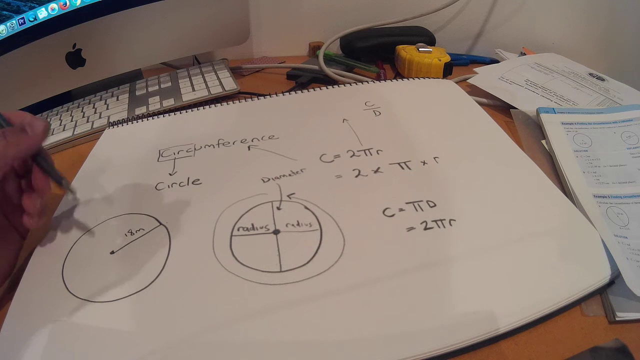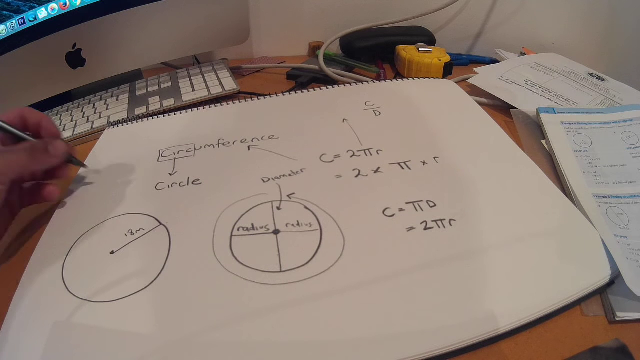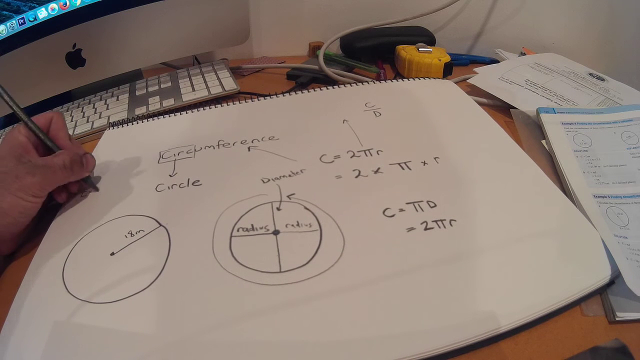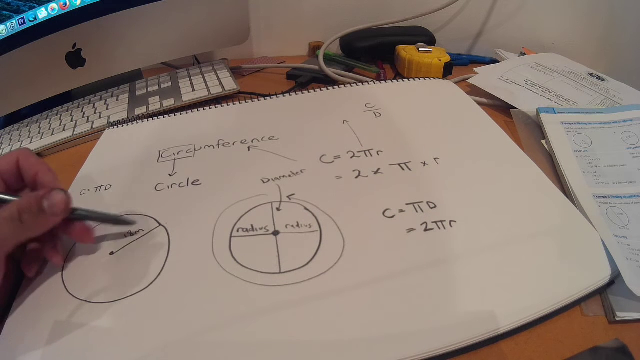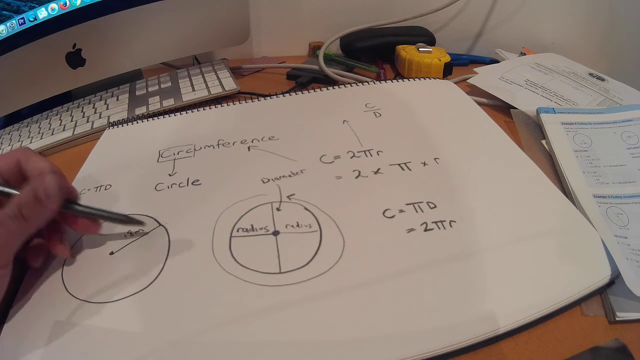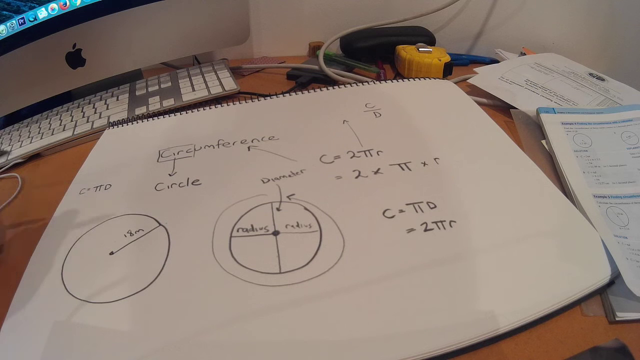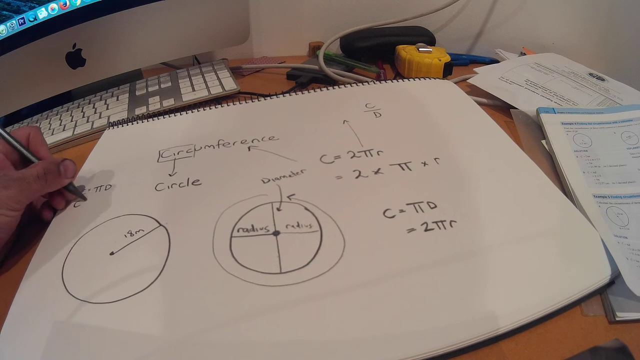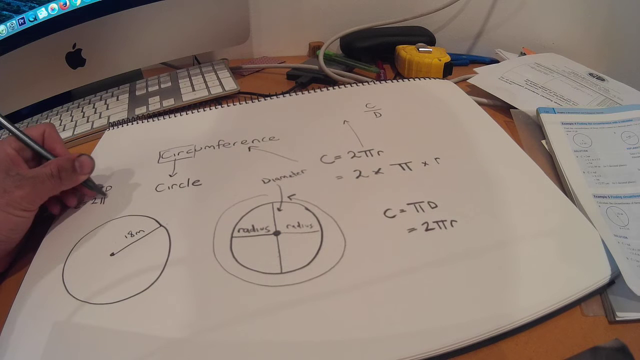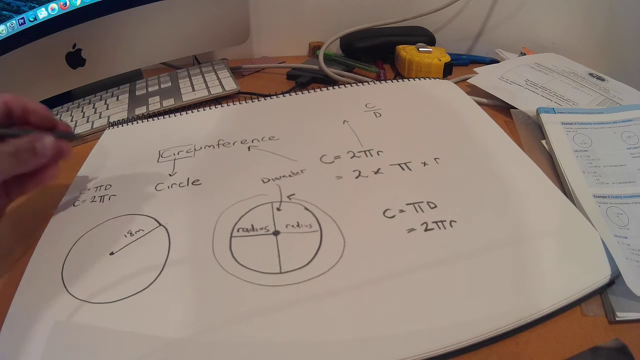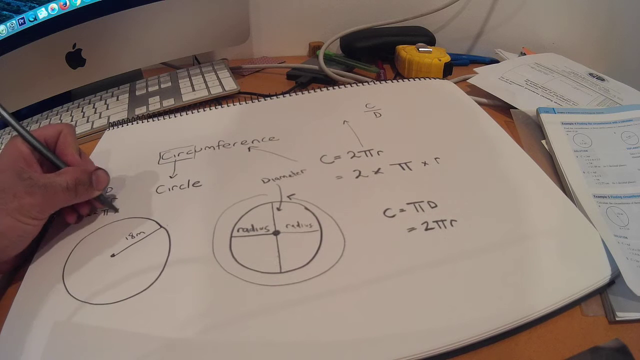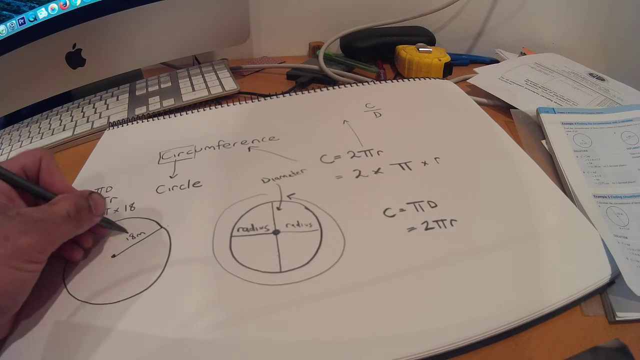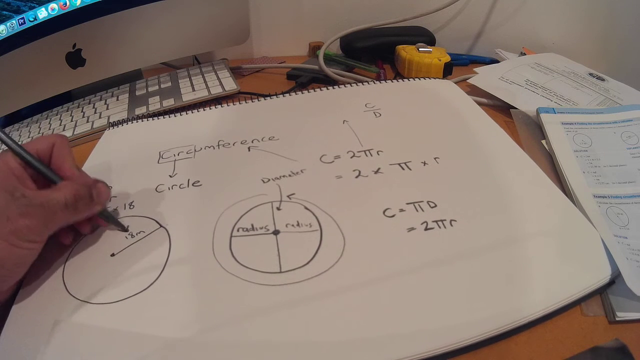So what I'm going to need to do is, I can't use C equals pi d, because I've got a radius. Now I could double that value if I wanted to, and just say pi times 2 times 18, and that's okay to do, but I'm going to use the other formula, C equals 2 pi r, and that's going to be equal to 2 times pi times 18, because the radius is 18 meters.